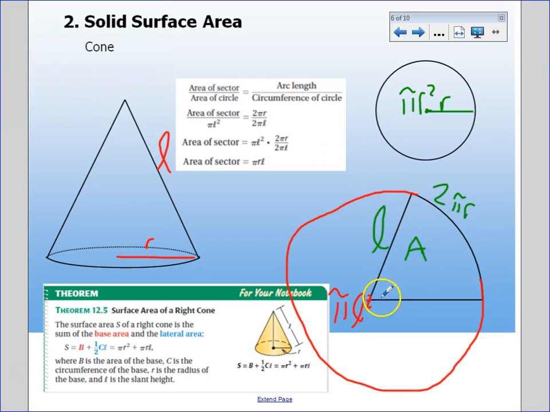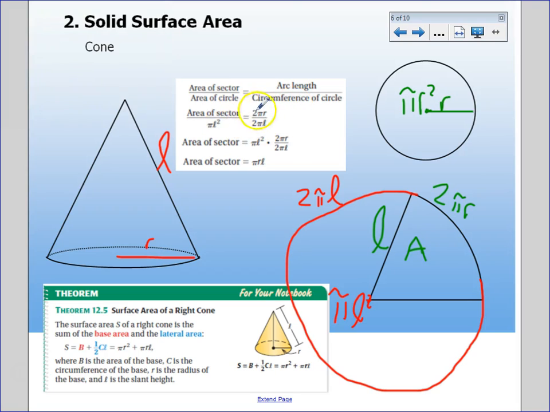So if we compare the area of the sector to the area of the circle, and the arc length to the circumference of this whole imaginary circle if it were to continue, which in this case would be 2 times pi times the radius, which in this case is L. So here we have area of the sector, which we don't know, to the area of the circle, pi L squared. Arc length 2 pi R to 2 pi L.